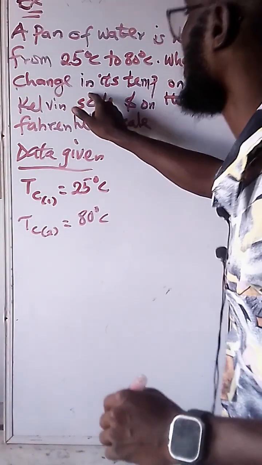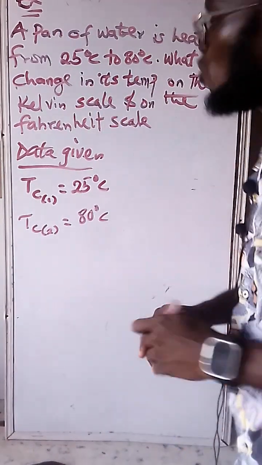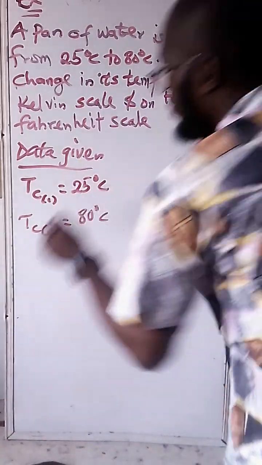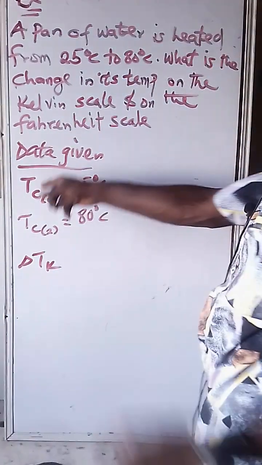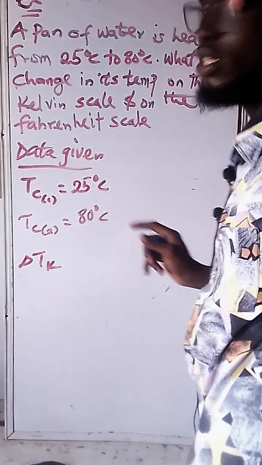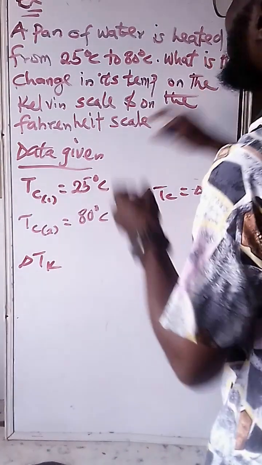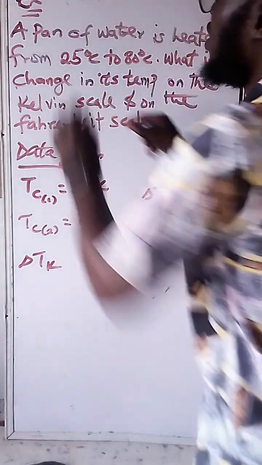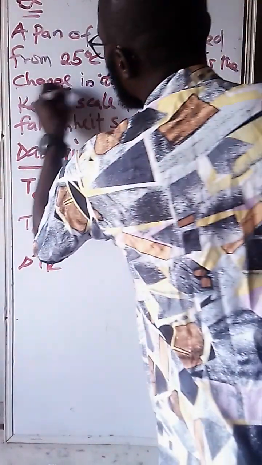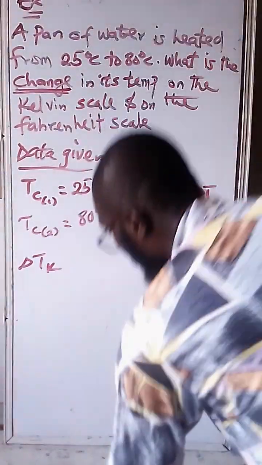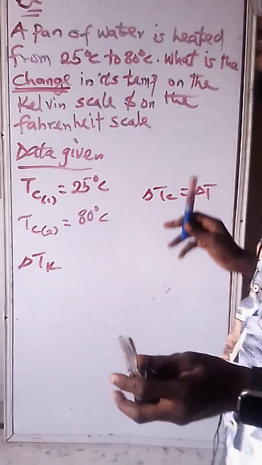What is the change in its temperature on the Kelvin scale? That means we have to calculate change in TK. But before we go to change in TK, we have to firstly find change in TC, because I told you that change in TC is still the same thing as change in TK. So what is the change in its temperature on Kelvin? We have to calculate change in T, not ordinary T, because of this particular word. Once we have gotten this, we automatically know what to do here. Then we move to the second aspect.